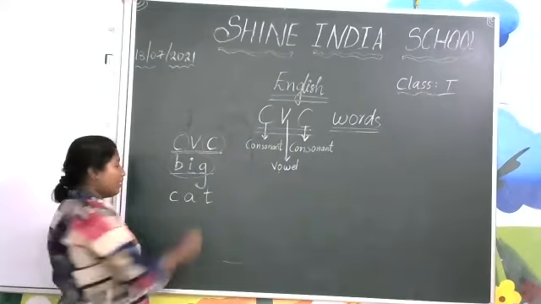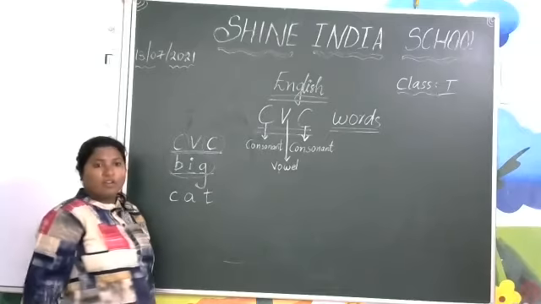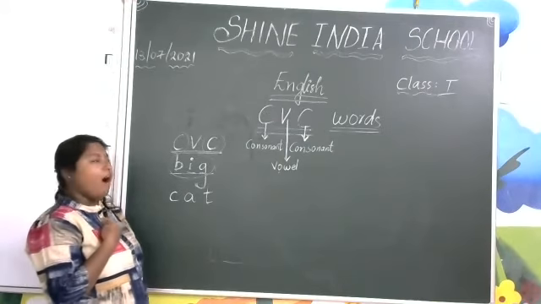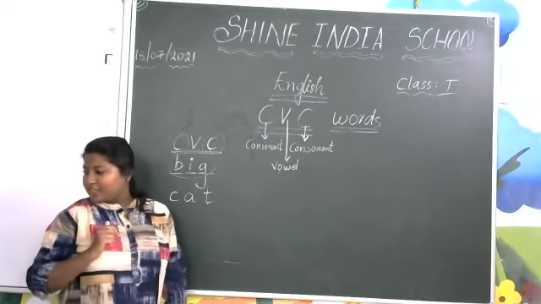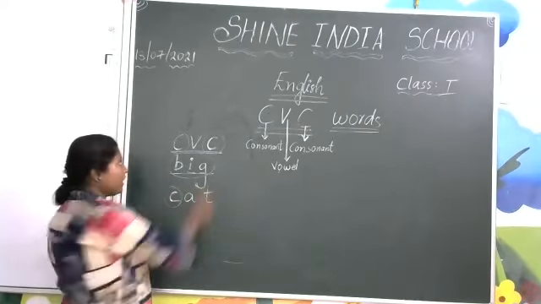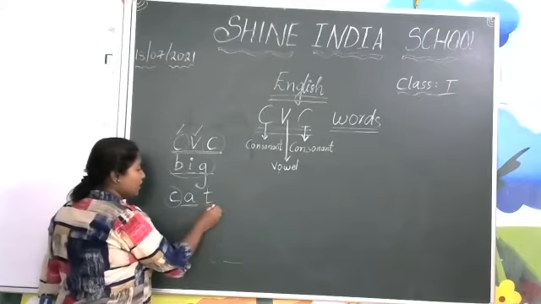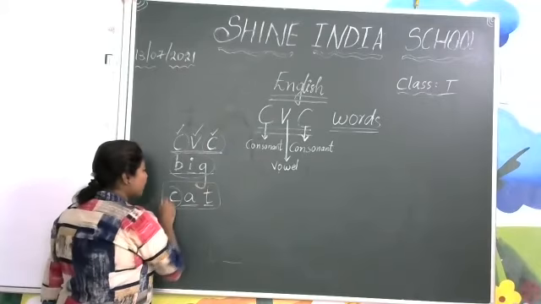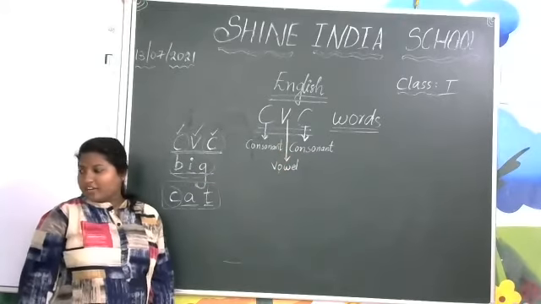C A T. What is this? C A T. What is it? Cat. Cat. Mari ee word CVC word na check chedama. Shall we check? C is a consonant, correct. A is a vowel, correct. T is a consonant, correct. So ee word kuda, this word also is a CVC word. Okay children, understood?